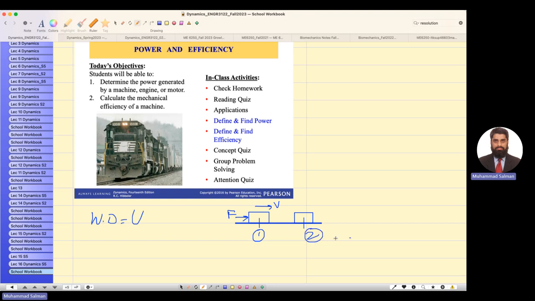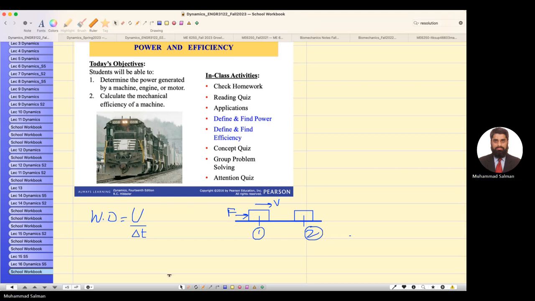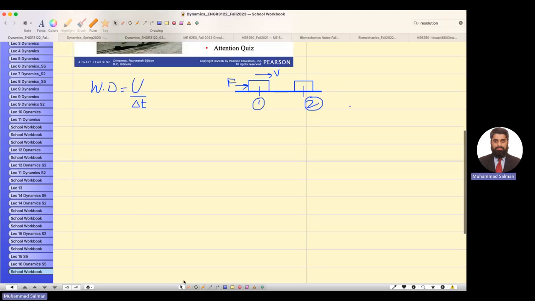Once it moves to the new position, how much power have you applied to the block? So the rate of doing work is the power. The rate of energy is the power. Time rate of energy is the power. And if you take a look here, what is the work done? Work done is defined as the product of force times the displacement.